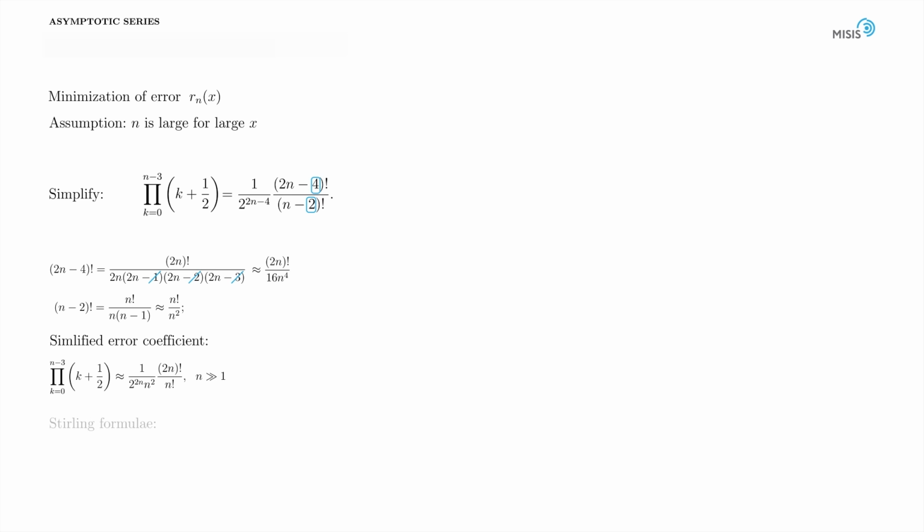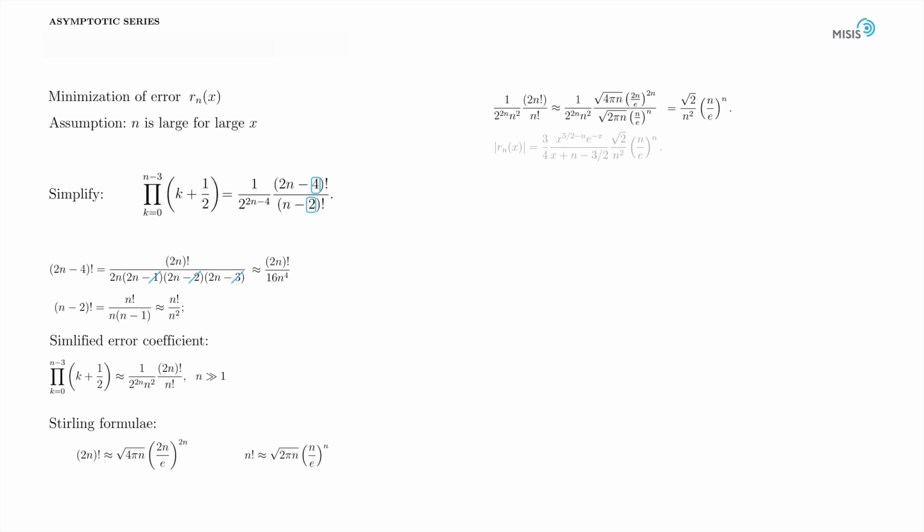Now we employ Stirling formula for both factorials, the 2n, and then the n. And after some simple algebra, we arrive at the following expression for our error coefficient. Now we should minimize the error itself. Here is our error at large n. And as usual, we take its logarithm to make it a smooth function. And then we differentiate it over n. So here is the equation for the minimum.